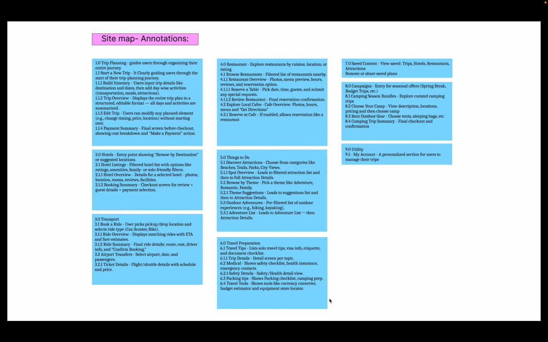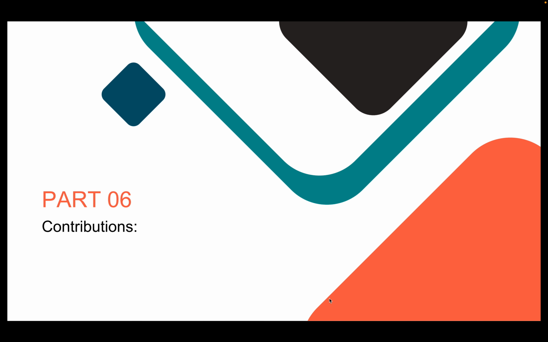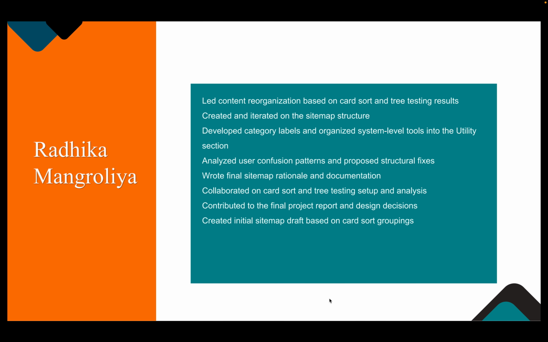Here is the sitemap annotations, trip planning, restaurants, saved contents. This one is contributions. So this one is my group partner Radhika. She led content recognition based on card sort and tree testing results, and created and iterated on the sitemap structure, developed categories and labels, and organized system tools in the utility section.